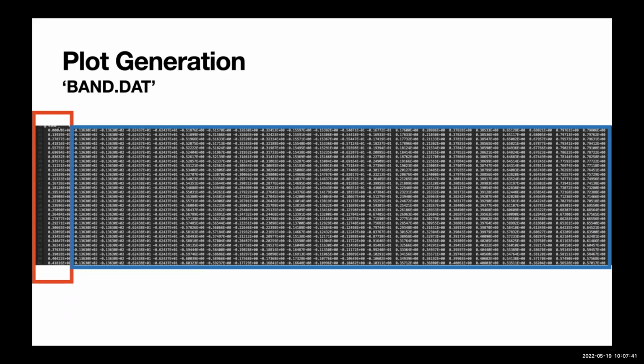So the first entry is the coordinate, and from the second entry till the end of the row, it's the bands of that specific K point from low to high. That's all the information you need for generating the plot. And with all the information, you can just write a short Python script for generating a plot.